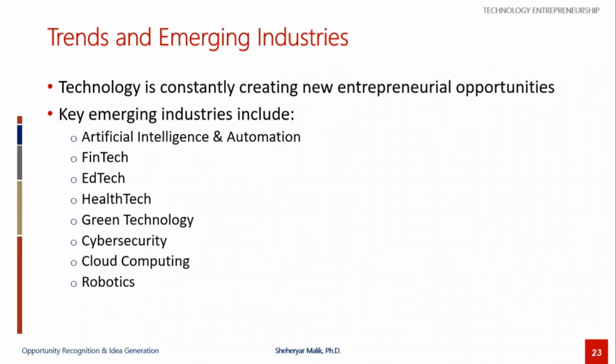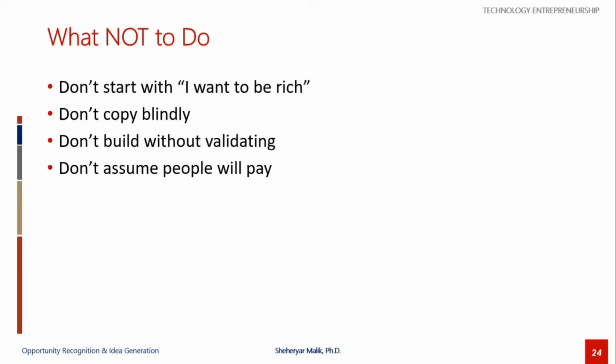ठीक है जी. तो ट्रेंड एंड इमर्जिंग इंडस्ट्रीज जो हैं, उनकी हमने कुछ बात पहले भी की थी. उसमें मेजर क्या है जी आपकी आर्टिफिशियल इंटेलिजेंस एंड ऑटोमेशन है, फिनटेक, एडटेक, हेल्थ में बहुत ज़्यादा काम है, ग्रीन टेक्नोलॉजी में, साइबर सिक्योरिटी में, क्लाउड कंप्यूटिंग में, ब्लॉकचेन में, रोबोटिक्स में, एंड देयर आर सो मेनी एरियाज जहाँ पे आप देख सकते हैं.